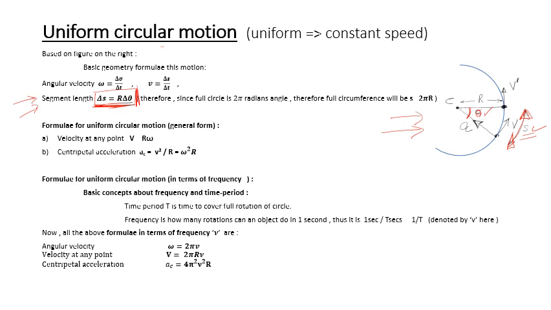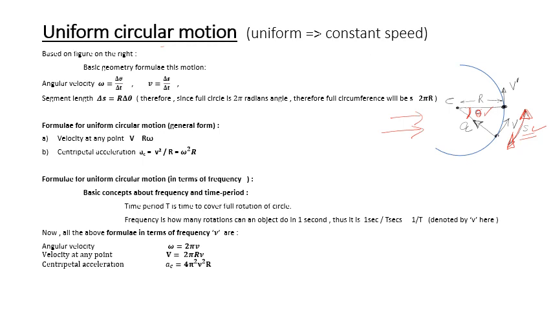This is what this equation means. Segment length is radius into the angle. And why it's written delta here, for example, for a small change in angle, the distance covered will be this small segment. So this is the relation between segment and the angle in radians.